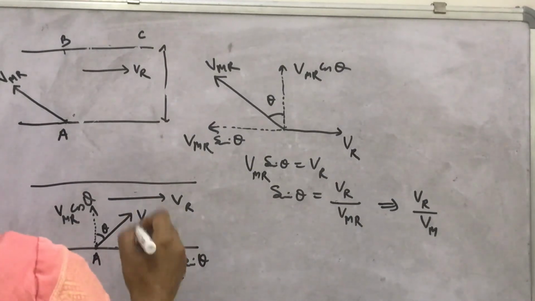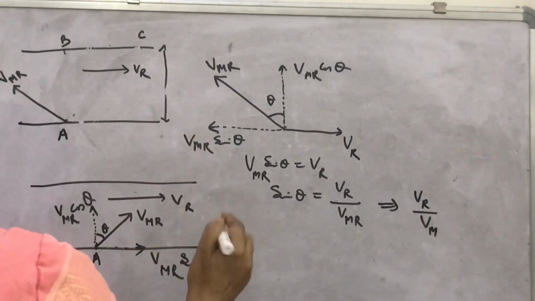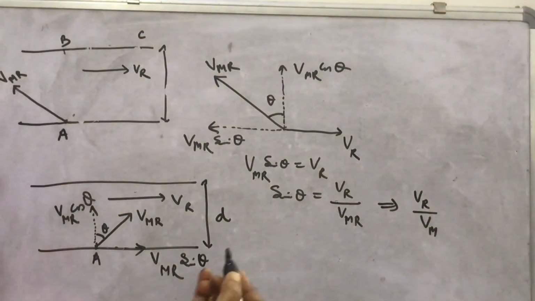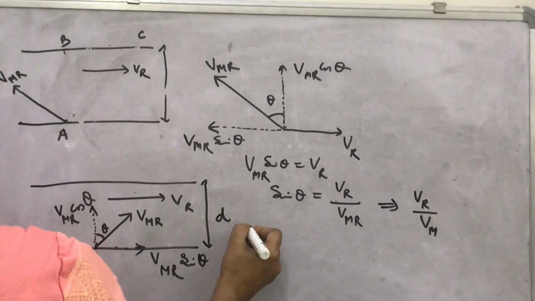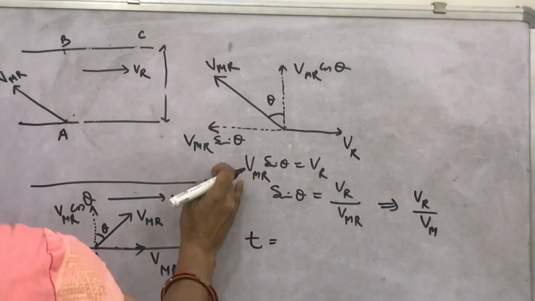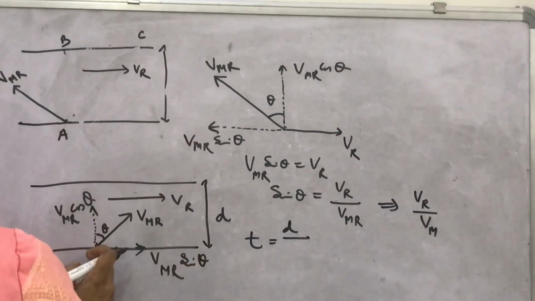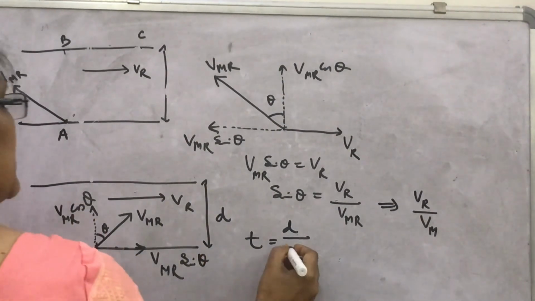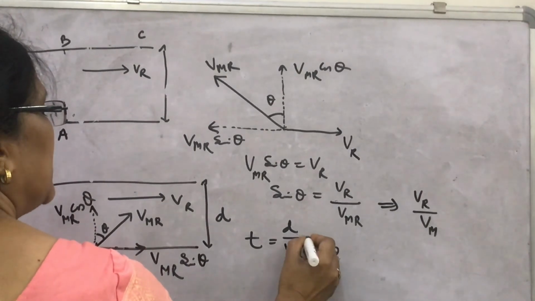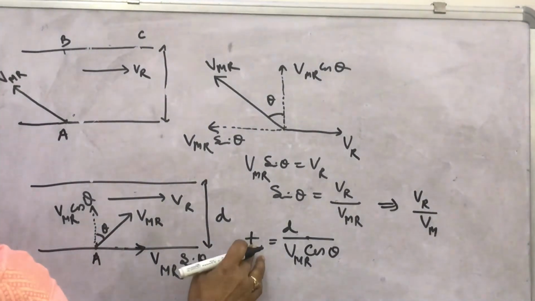Now he has to cross the river in minimum time. What does it mean? That if the width of the river is d, as usual it is given, then what you write here, that t will be equal to, in this direction d is distance upon in this direction speed. What is the speed? VMR cos theta. So this is velocity of man with respect to river, cos theta. What condition you are going to fulfill? That t should be minimum, he has to cross.